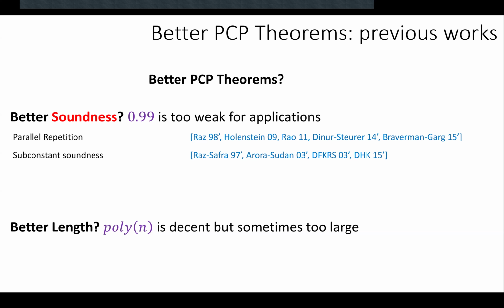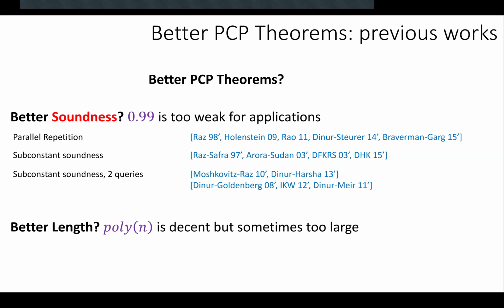So if you notice, I highlighted this fact that you have 2 queries in your PCP. And this is something that you really, really want. And the caveat in this second line is that the PCPs here have more than 2 queries. They have like 3, 4, 5. And somehow you really care about 2 queries. So this is nice, but not completely satisfactory. And following that came, it took a bunch of time, sub-constant soundness PCPs with proper 2 queries. And this was first done by Moshkovitz and Raz in a very influential paper, and later was improved and redone by other authors.